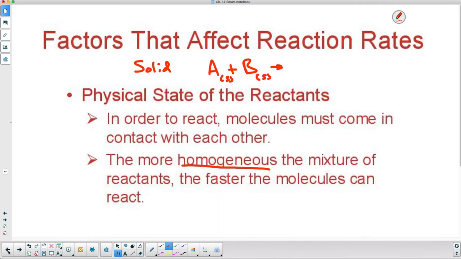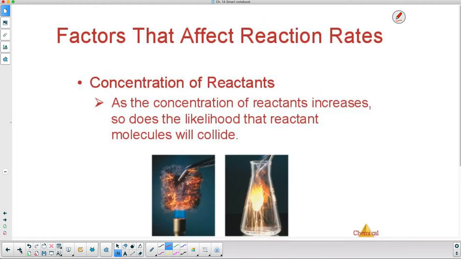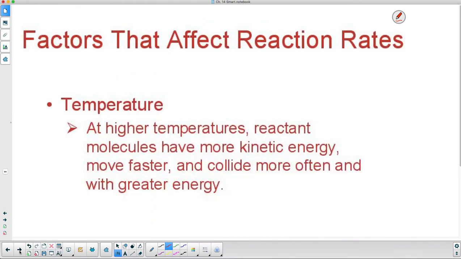I do want to say one more thing though. The finer you make the particles, in whatever state they are in, the better. If you increase surface area, you increase the reaction rate because you increase the number of molecules that come in contact. That's for the physical state of reactants. Okay, so as concentration increases, reaction rate increases.